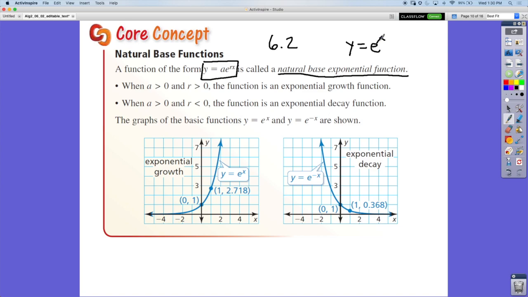If this number r here is a positive number, so if r is positive, it's going to be a growth. If r is negative, it's going to be a decay. All right, so here's what it looks like. This is the parent function. This is a growth because the x is positive. This is decay because the r is -1 and it's going to go down. The exponent's negative.